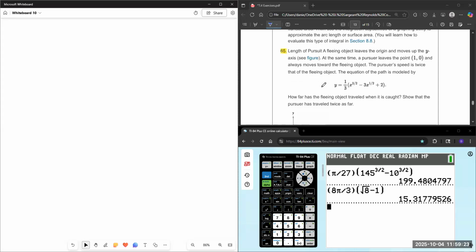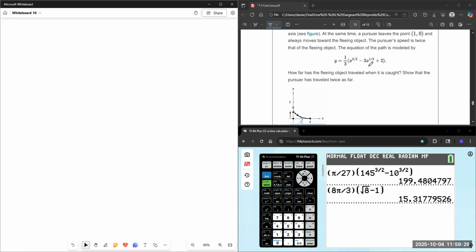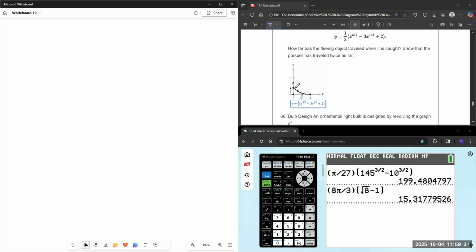So how do they say this? They say at the same time the pursuer leaves point (1, 0), it always moves towards the fleeing object. So as the object is moving north away from it, the pursuer is always moving in this path where it's facing the object.